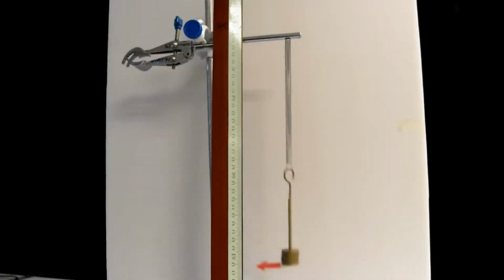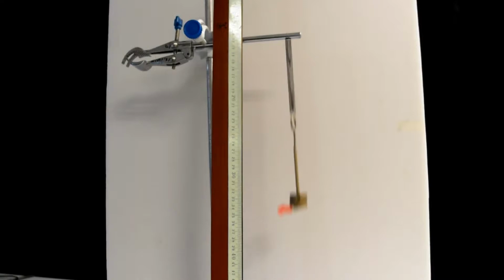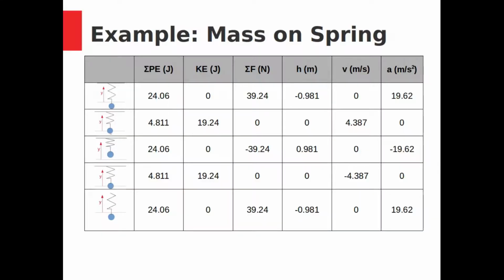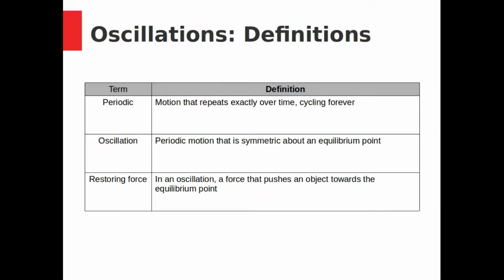Now, the thing that causes these oscillations is really the spring force. At the object's lowest point, the spring force is pulling the object up towards equilibrium. Conversely, at the highest point, the spring force is pushing the object down towards equilibrium. The spring force keeps reversing its direction in response to the motion of the object, and it always points toward equilibrium. A force that always pushes an object toward equilibrium is called a restoring force.